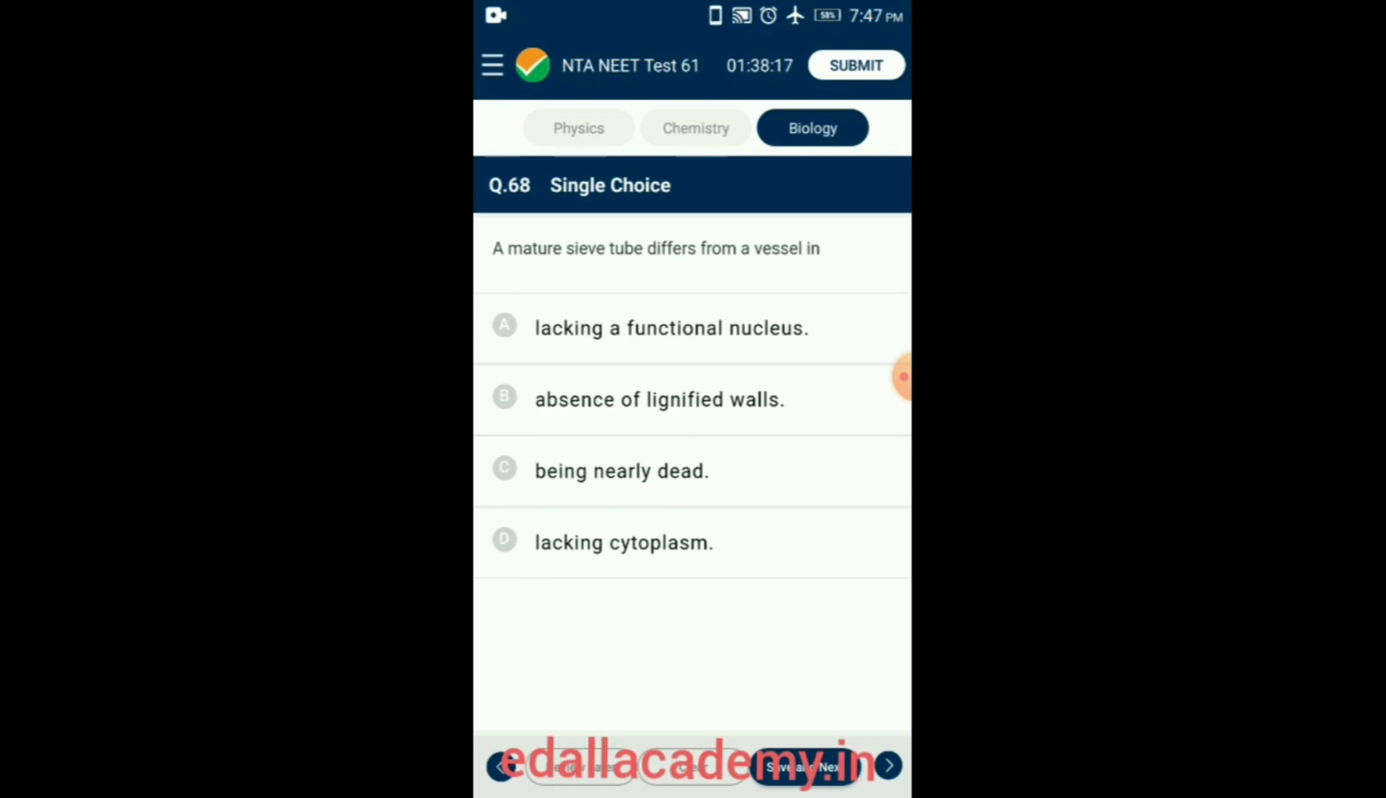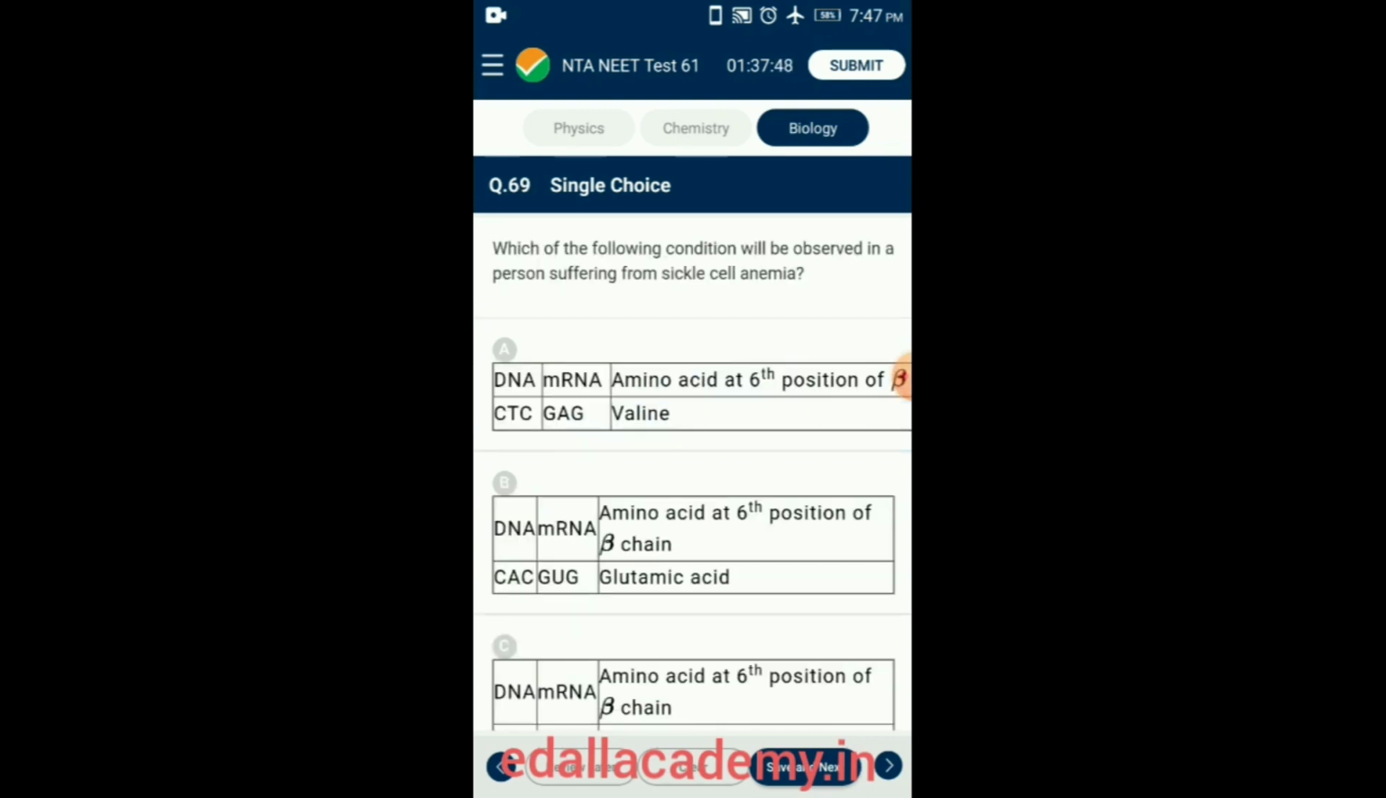Sieve tube elements are also long tube-like structures arranged longitudinally and are associated with the companion cells. Their end walls are perforated in a sieve-like manner to form the sieve plates. A mature sieve element possesses a peripheral cytoplasm and a large vacuole but lacks a nucleus. So the answer is option B, absence of lignified walls. Question number 69. Which of the following conditions will be observed in a person suffering from sickle cell anemia?